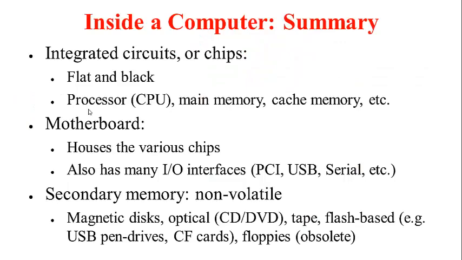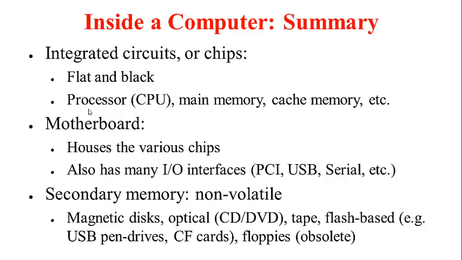So what you typically see inside a computer when you open it up, a layman's view, is somewhat different from the 5 abstract components of a computer which we learned earlier. If you open a computer, you will see ICs, flat and black components. The processor you can probably see if you look under the fan. The main memory, cache memory you can see. The motherboard which houses all of these components and has various input-output interfaces and bus components. You can also see various secondary memory components for non-volatile storage, magnetic disks, CD, DVD drives, and perhaps tape drive, and so on.